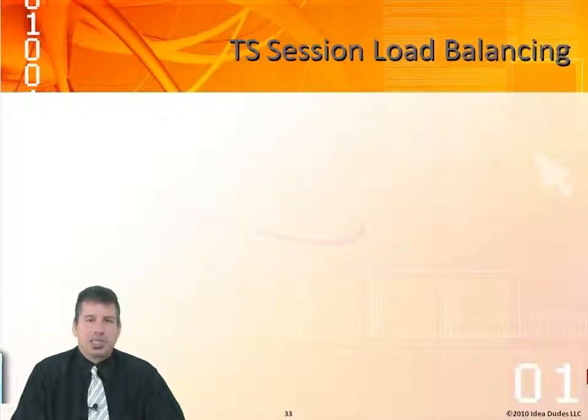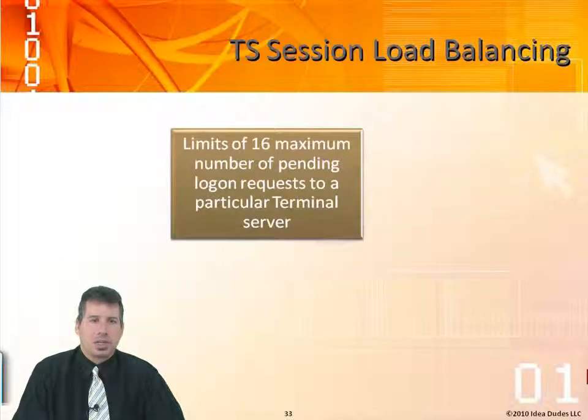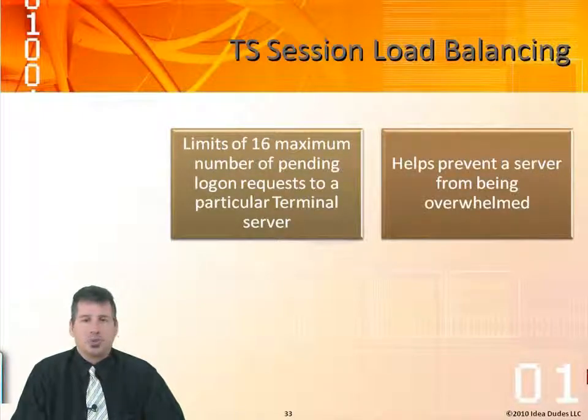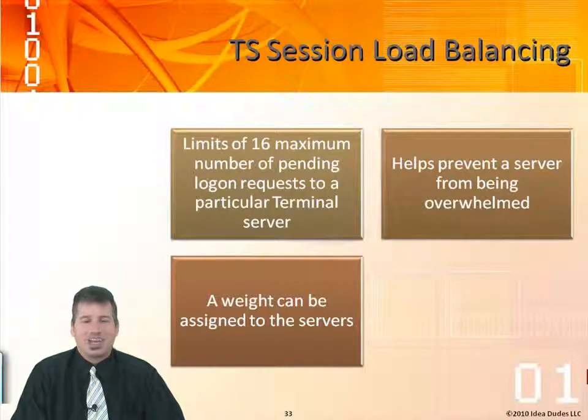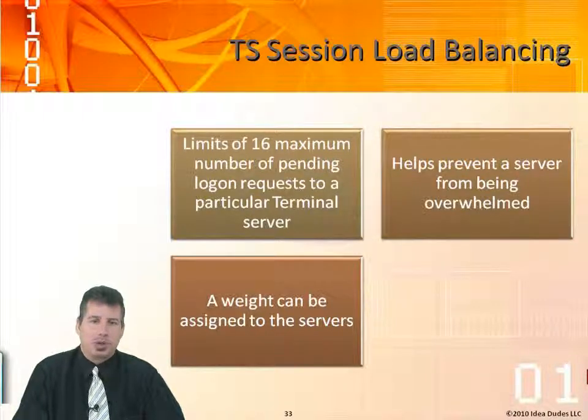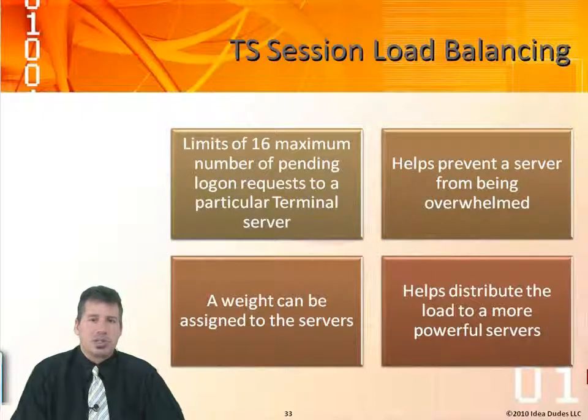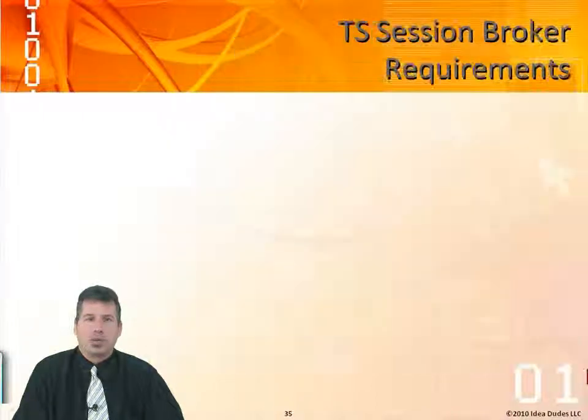So when we look at TS session load balancing, the limit is 16 for the maximum number of pending logon requests to a particular terminal server. So that means our backup queue. If it's more than that, then we're going to have an issue. So it helps prevent a server from being overwhelmed. The weight can be assigned to the server, and this means that they have better processing and more resources available for the clients. It helps distribute the load to a more powerful server.